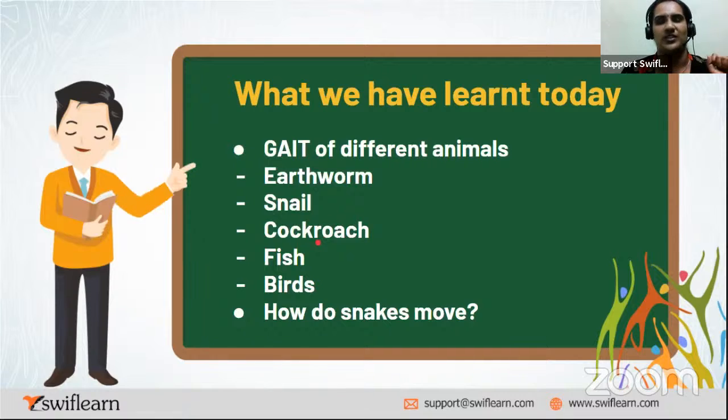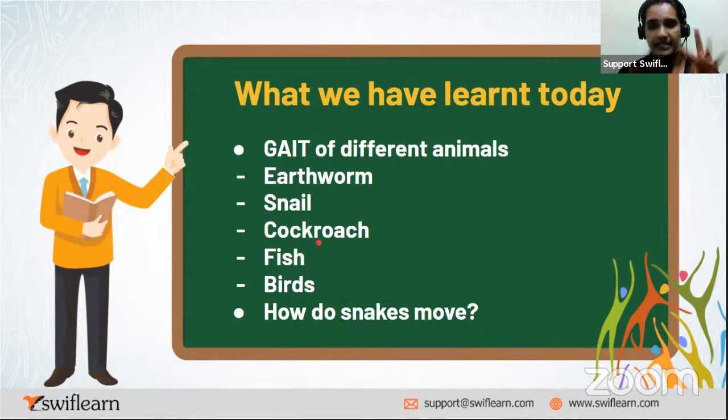Then the cockroach. It can fly, and it can also walk with its three pairs of legs. It has so many plates grouped and attached together. Then, how does the fish move? It has a streamlined body, and the curves come and push it forward.